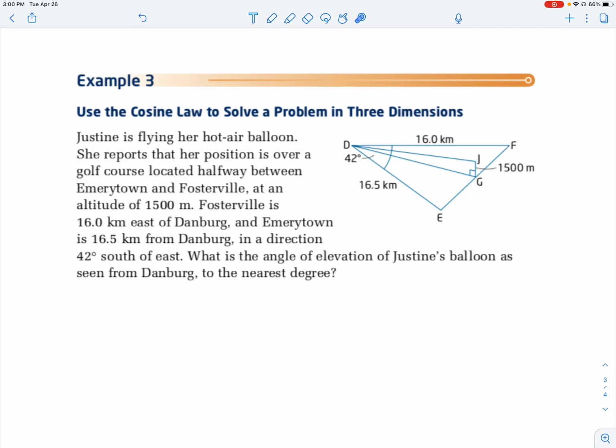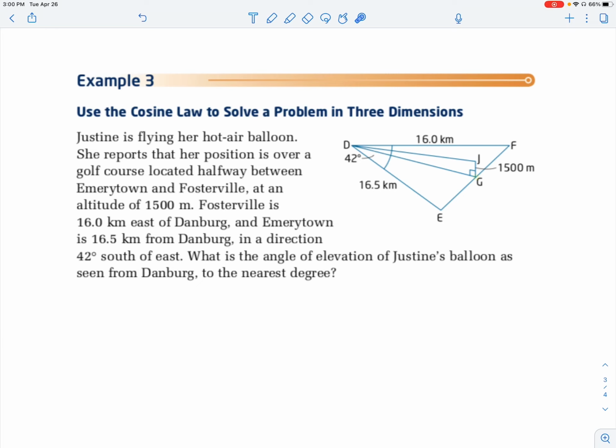She reports that her position is over a golf course located halfway between Emerytown and Fosterville. So halfway between here is Justine, okay? It says that she has an altitude of 1,500 meters. So the golf course is halfway between Emerytown and Fosterville, and her altitude is 1,500 meters above that. That's why we have a nice right angle triangle there, because she's directly above the golf course.